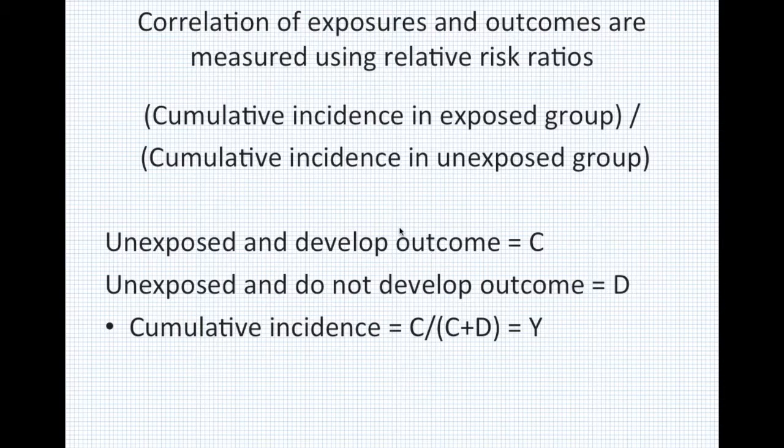Now we calculate cumulative incidence in the unexposed group. Group C would be those who are unexposed and develop the outcome anyway. Group D would be those who are unexposed and do not develop an outcome. Cumulative incidence in the unexposed group would be C over C plus D, so those who develop an outcome out of the entire unexposed population. And for simplicity's sake, we'll call this Y.